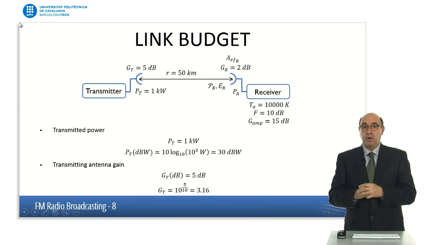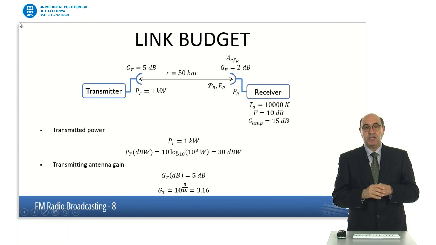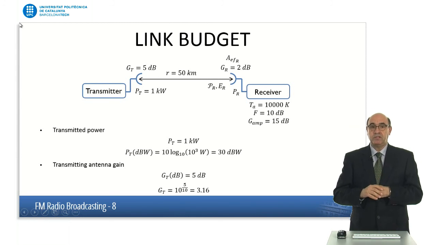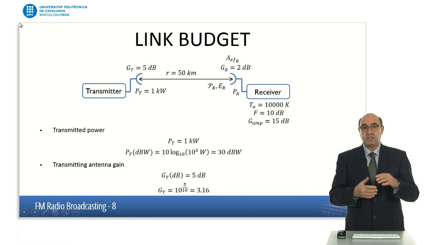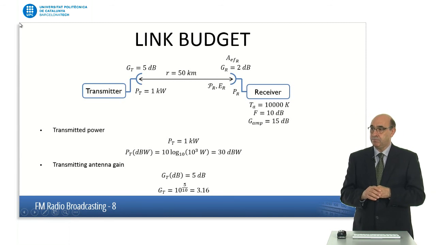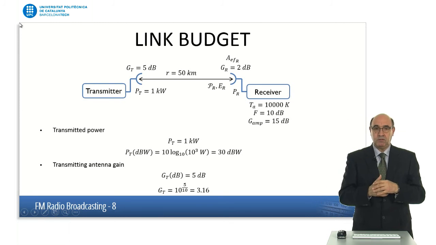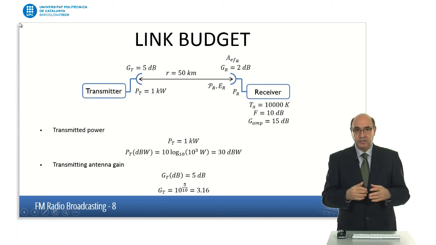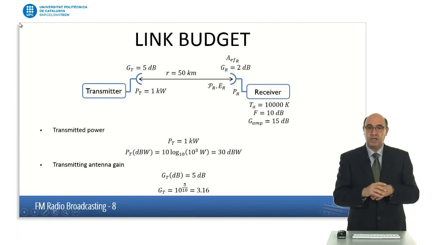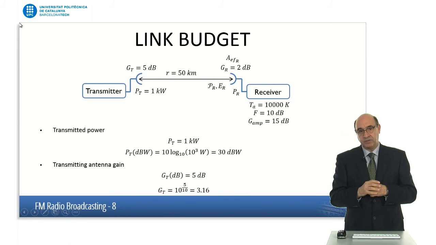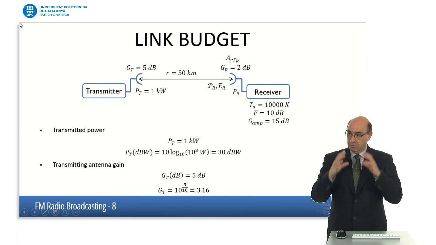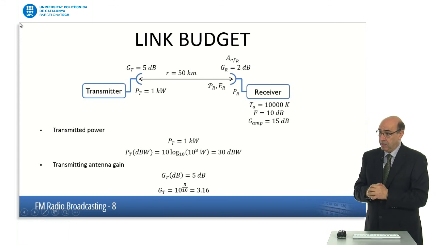The power admitted by the transmitting antenna is 1 kilowatt. It's a high power station in this case, but it has a low gain antenna. It's 5 dBs. Those numbers could change in other practical cases depending on the power, depending on the coverage area you want to have, depending on the antenna, where the antenna tower is placed. There are different parameters there. But that's the basic data.